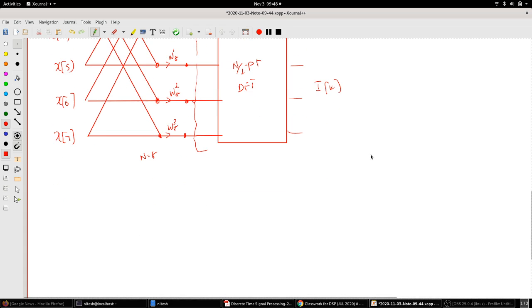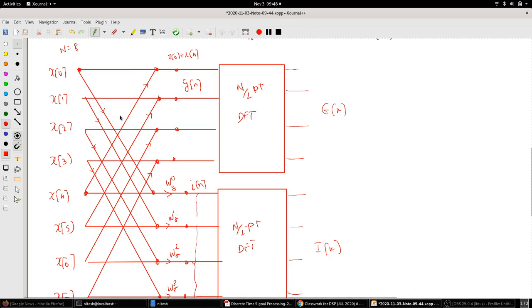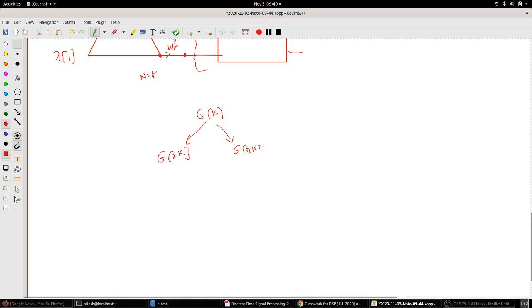So what I will do now is this n by 2 point DFT, I will further write it as a butterfly structure. So g of k is now further divided into g of 2k and g of 2k plus 1. Let me just have this as, let's say, v1 of k, and this is v2 of k, okay. So these are your new sequences.